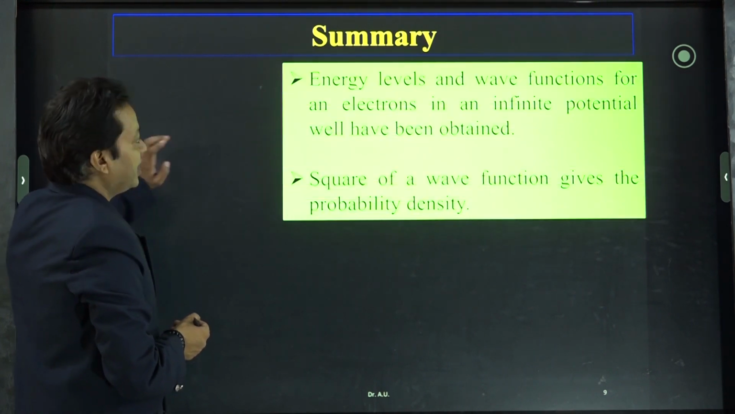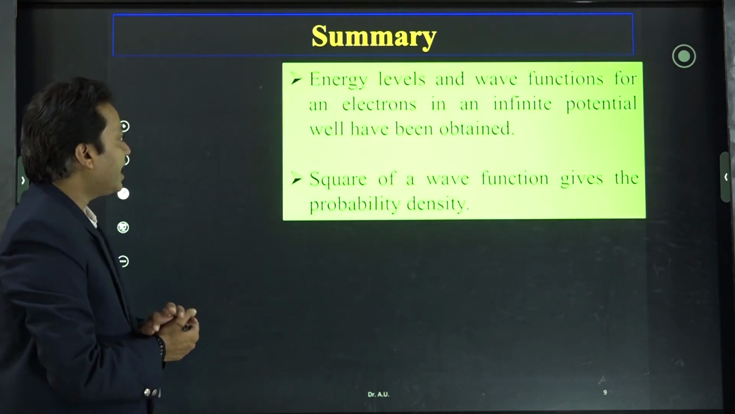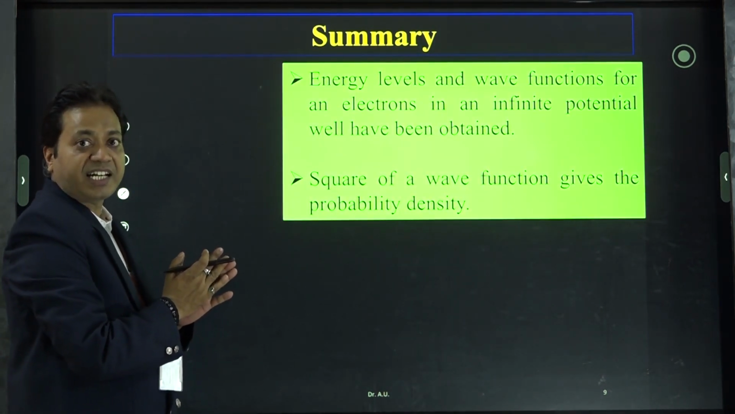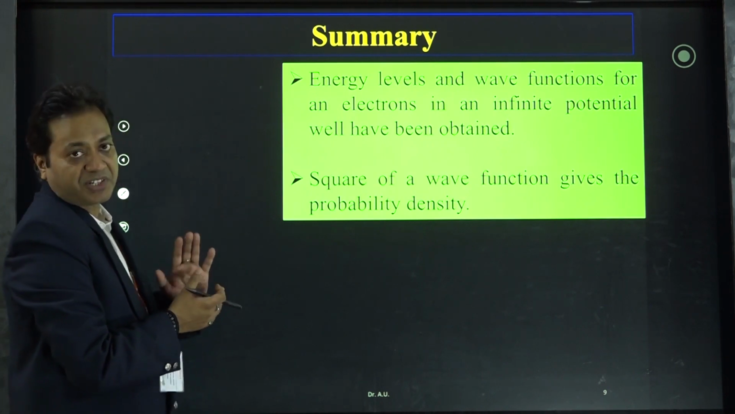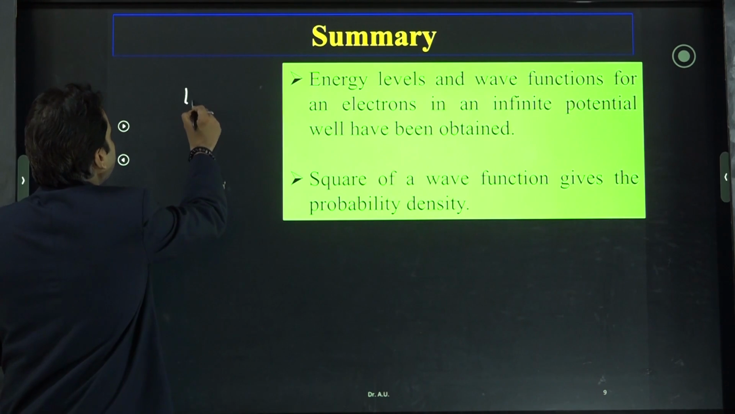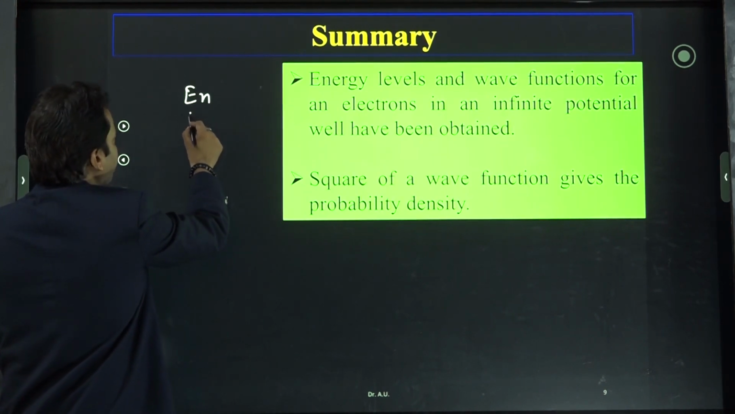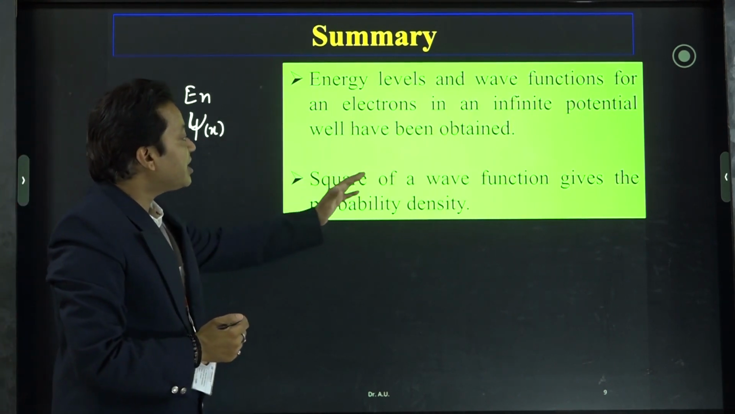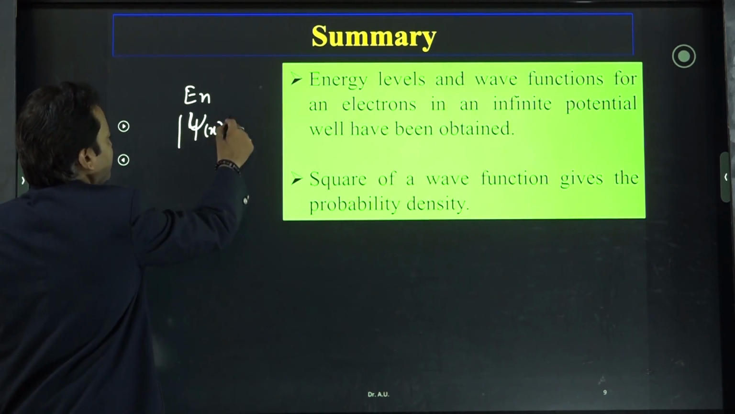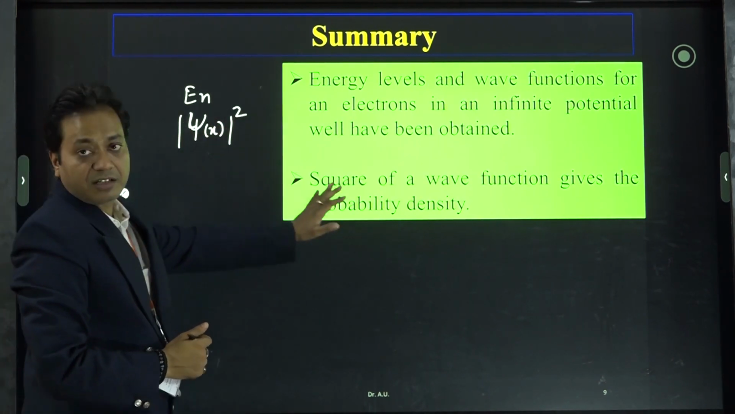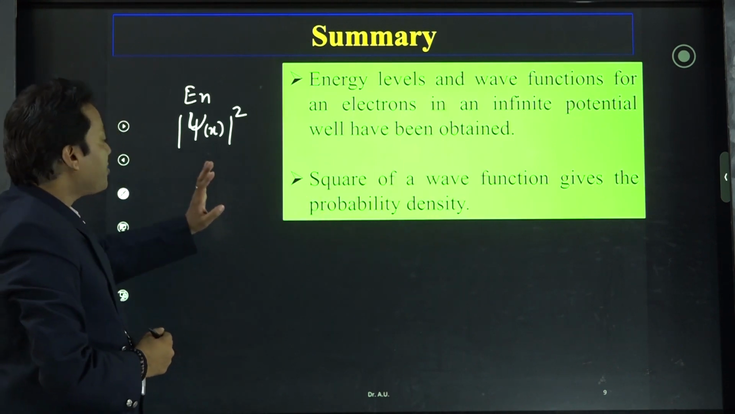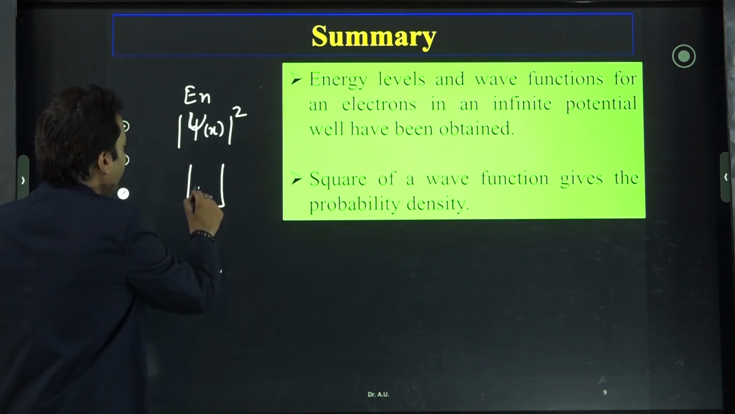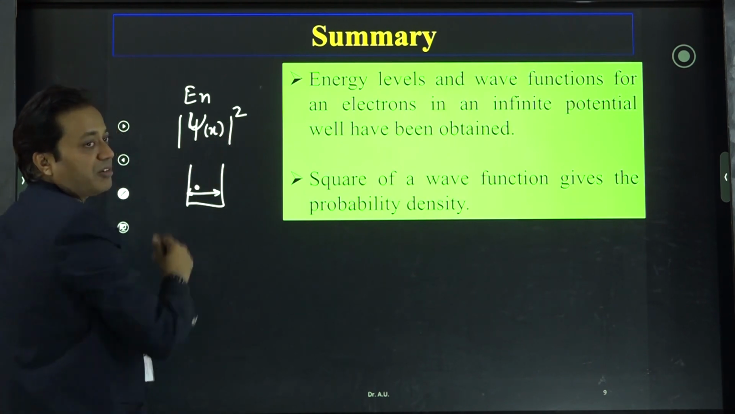We can say that the energy of the particle and the wave function of a particle which is confined to move in an infinite potential well is obtained. So we can write the En value, which is energy, and we can write the psi of x. The square of this wave function gives us the probability density, meaning we can find where the particle is in the infinite potential well.